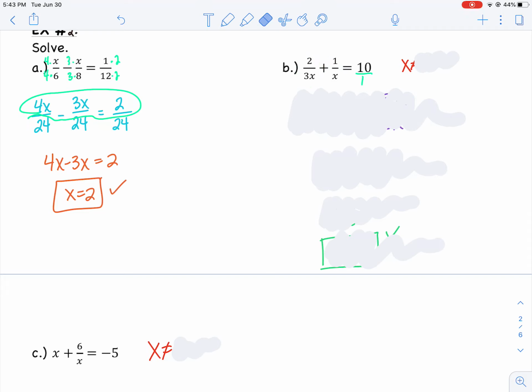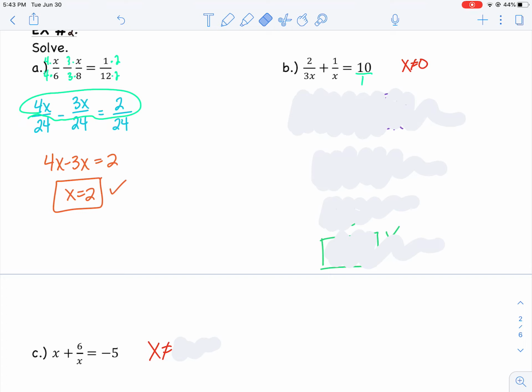On these fractions, I do have a couple of variables. I have a 3x in the first fraction and an x in the second fraction. So what domain restrictions do we have on this problem? It looks like on this problem, x cannot equal 0, right? So keep that in mind as we solve.